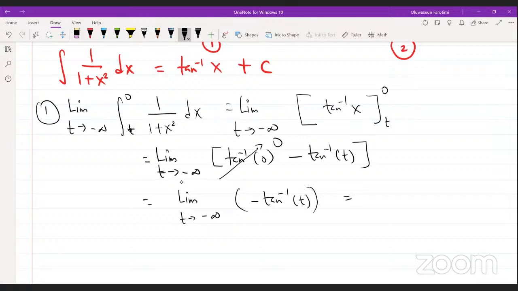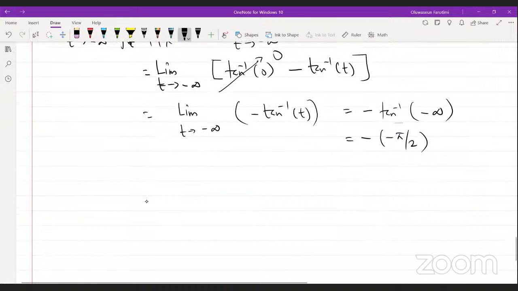Now, if you find these limits, this guy is just negative arctan of negative infinity, right? And what does this give you guys? Do you remember? This guy gives us a negative pi over 2, because if you sketch the curve of tan, there's an asymptote at pi over 2. You have the point of discontinuity over there. So this is pi over 2. That's 1.